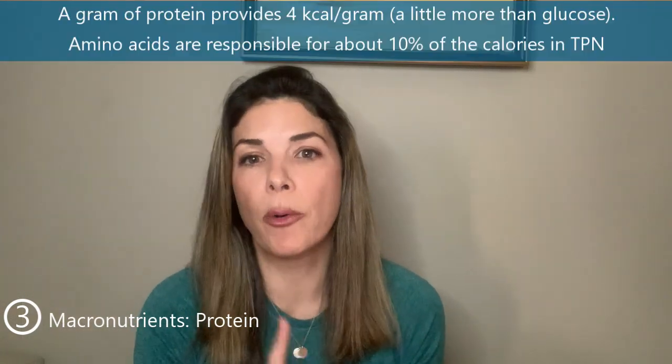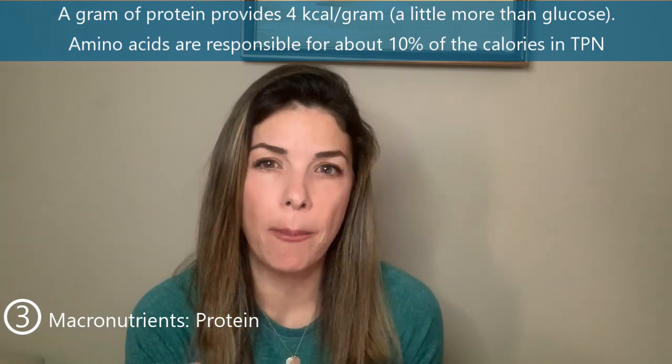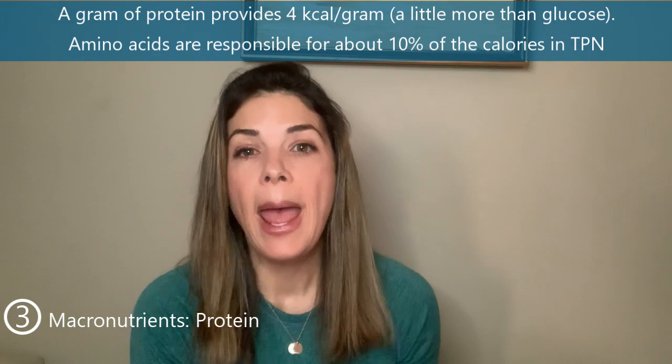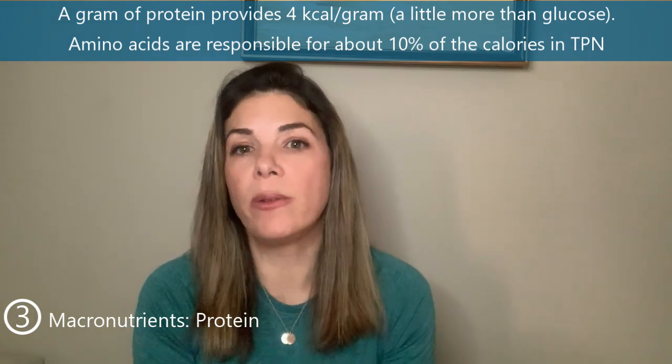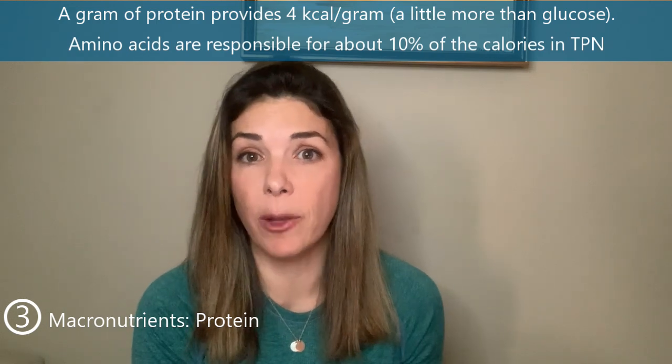So a few more basics about the protein. A gram of protein provides 4 calories per gram, a little bit more than glucose at 3.4. All in all, the proteins provide about 10% of the calories in a bag of TPN for the babies. And like we keep saying, there is a lot of data supporting the early administration of good doses of amino acids or good doses of protein.